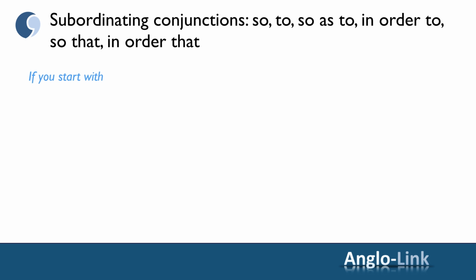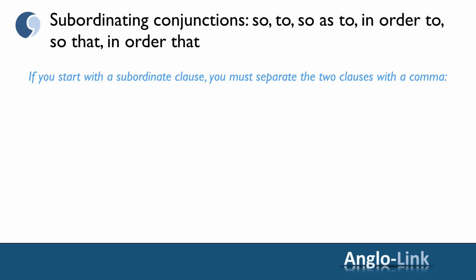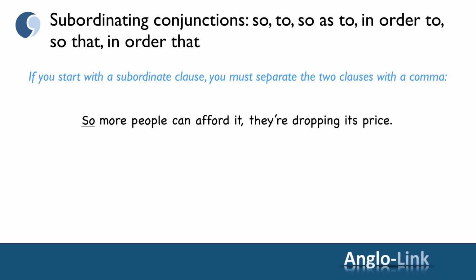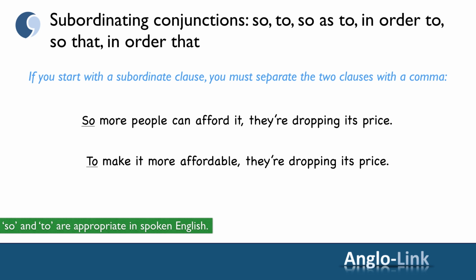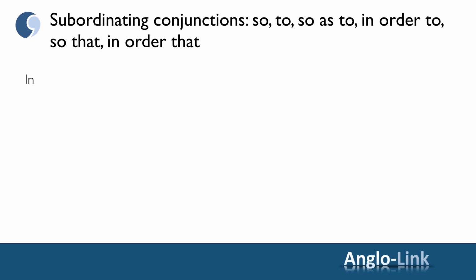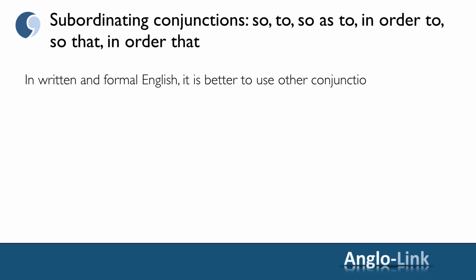Right, remember that if you start with a subordinate clause, you must separate the two clauses with a comma. So more people can afford it, comma, they're dropping its price. Or, to make it more affordable, comma, they're dropping its price. So and to are appropriate in spoken English. In written and formal English, it is better to use other conjunctions.